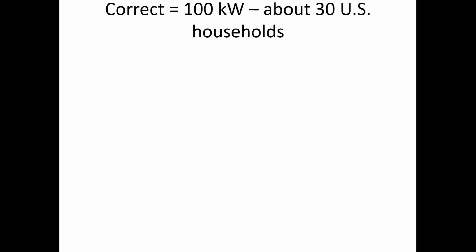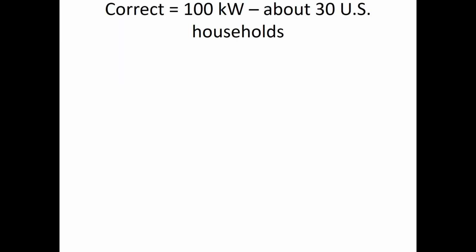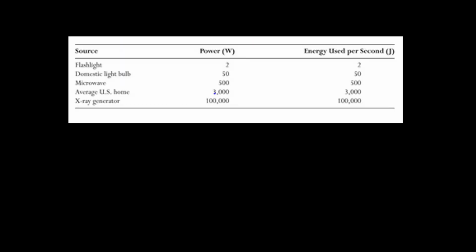The correct answer is 100 kilowatts, which is about 30 U.S. households. So to run an X-ray machine, say in our diagnostic radiology department, how much is the electrical bill? Well, it would probably be about as much annually as 30 U.S. households.